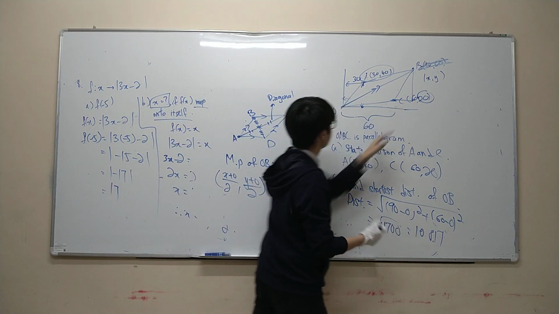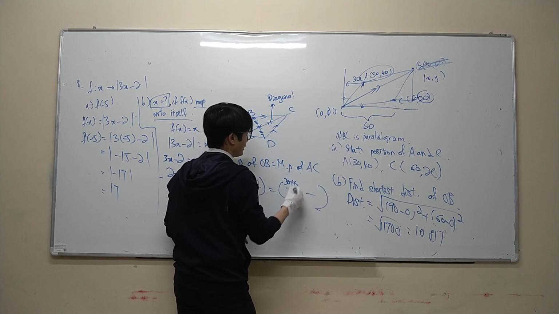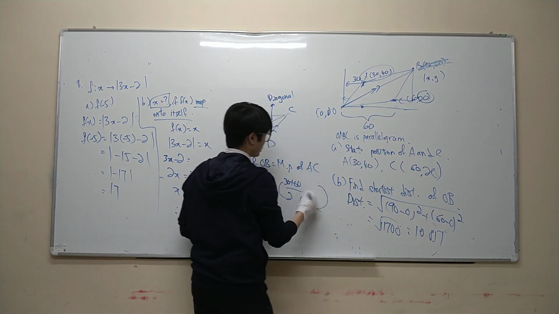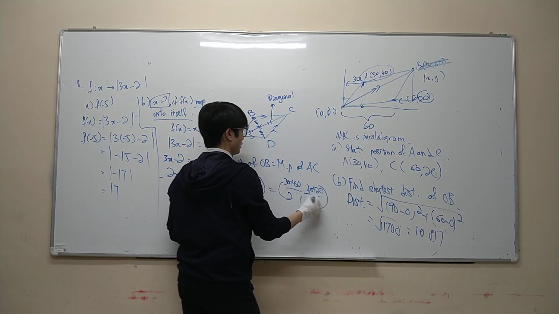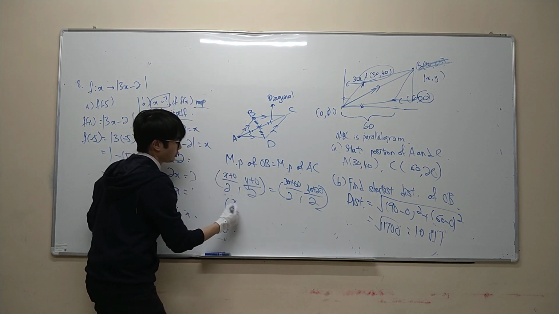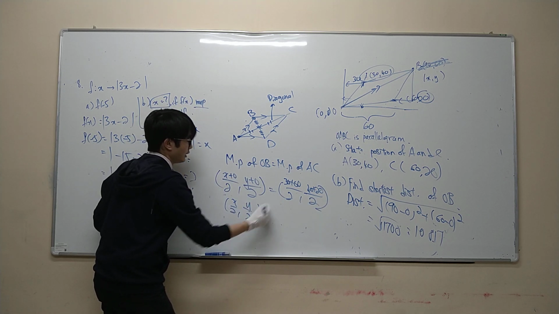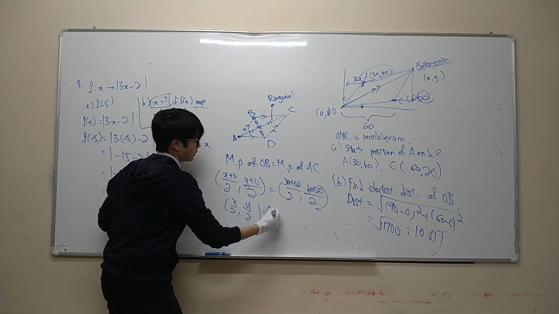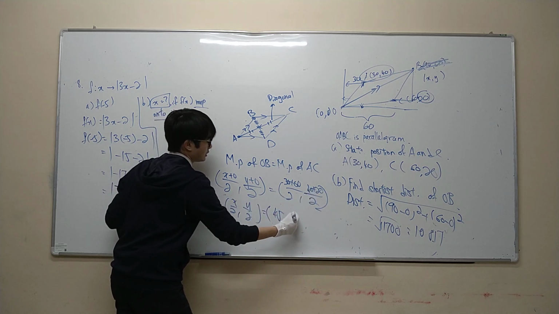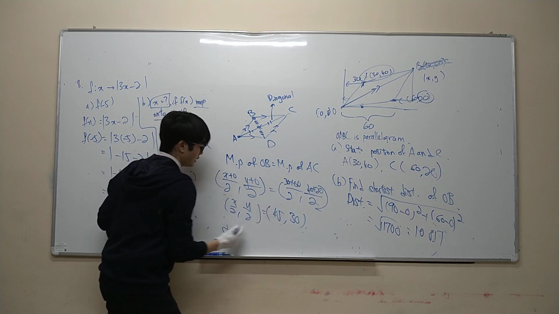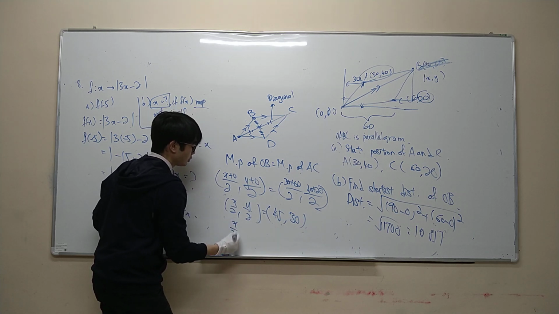So it will be 30 plus 60 over 2, and then 40 plus 20 over 2. Okay, so it will be what? X over 2, y over 2, and then 30 plus 60 is 90. 90 divided 2 is 45. 40 plus 20, 60 divided 2 is 30. So x over 2 equals to 45. So x equals to 90.